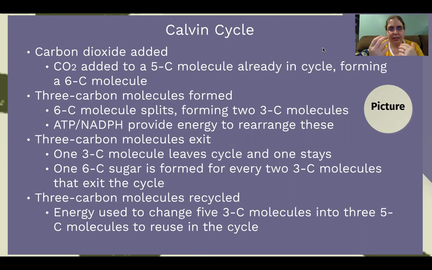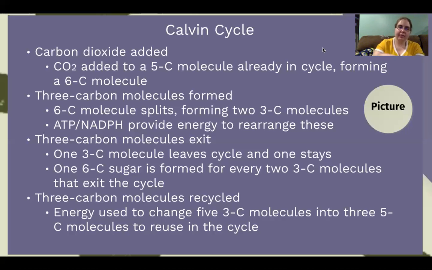Now remember how we said that we took ATP and the electron carrier NADPH from the light reaction and brought them here? This is where they're used. The ATP provides the energy to split the molecule and rearrange the bonds. The NADPH provides electrons to help with that. The 2 3-carbon molecules are going to exit. One of them is going to leave the cycle, but it's going to wait. The other one is going to stay in the cycle.